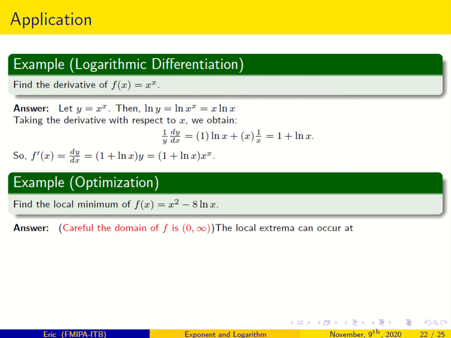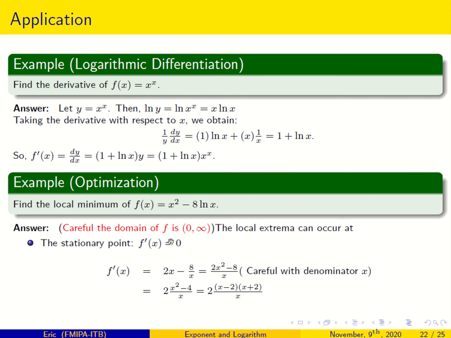Now, the first application is optimization. Find the local minimum of f(x), that is x squared minus 8 ln x. Don't forget the domain of the function, because it involves the natural logarithm, it must be from 0 to infinity. How do I find the local extrema?